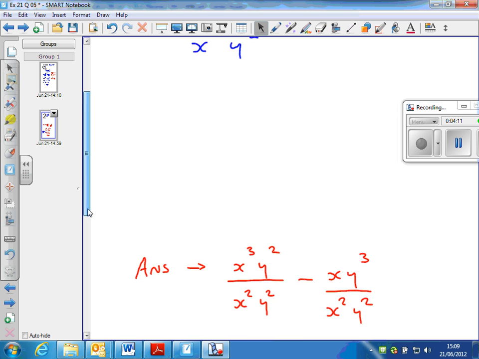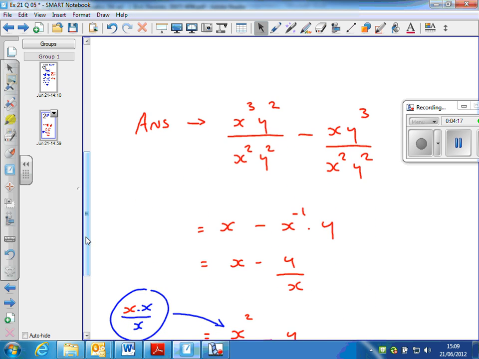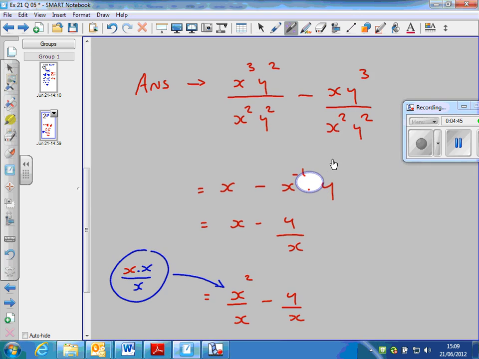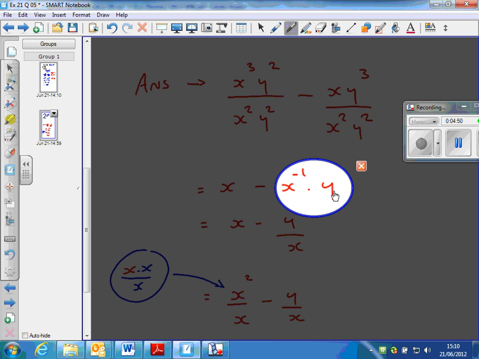Here is the answer. Separate out both parts of the denominator, divide each one by x squared y squared. Then use the law of indices to get to this. x cubed divided by x squared, 3 minus 2 is 1, so that's just x. And the y, 2 minus 2 is nothing, so the y's cancel. And then the second term we get x to the minus 1, since 1 minus 2 is minus 1, and y to the 1, or just y. I can write this second term here as y over x, because x to the minus 1, remember, means 1 over x.